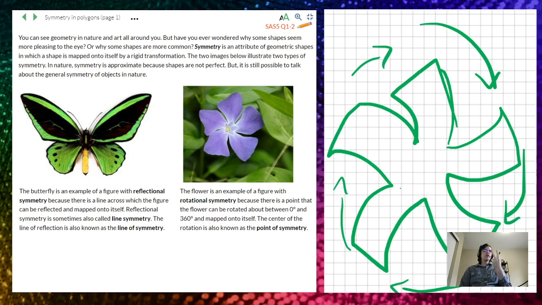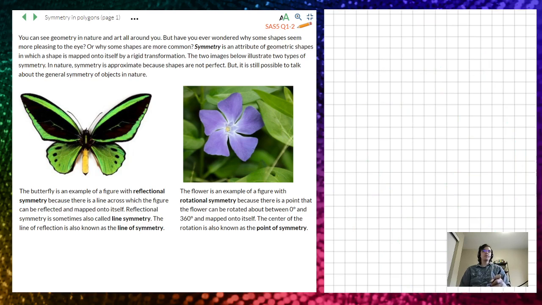So there's two rigid transformations that I can use for symmetry, reflectional and rotational. And they both get special terms. Normally my line of reflection, now my line of symmetry. And normally my center of rotation becomes my point of symmetry. So let's examine those in a little more detail to understand those definitions a little bit better.